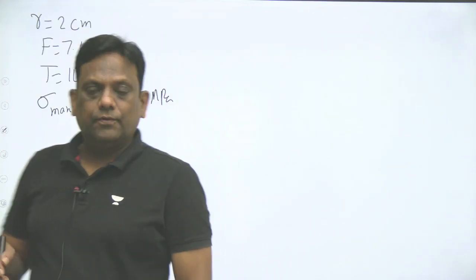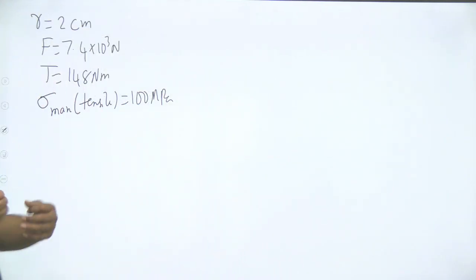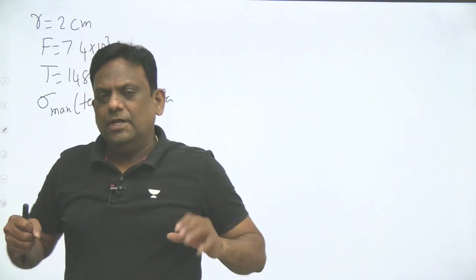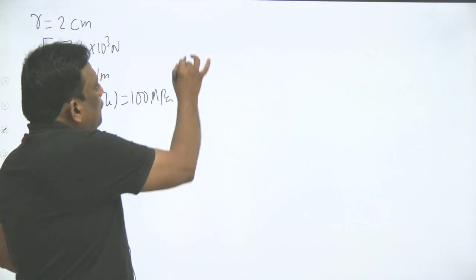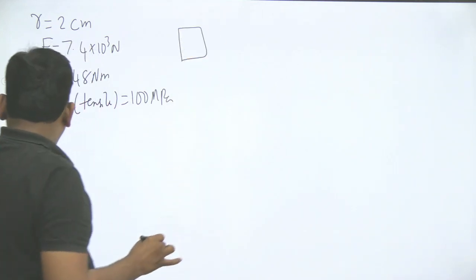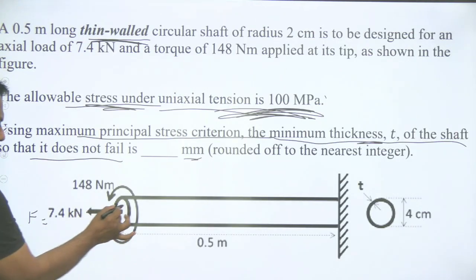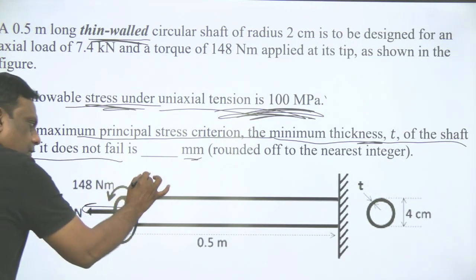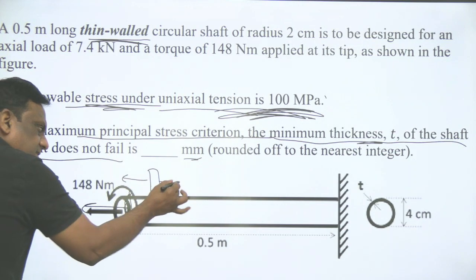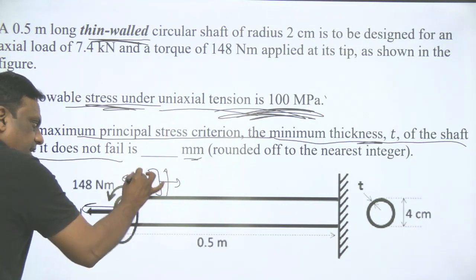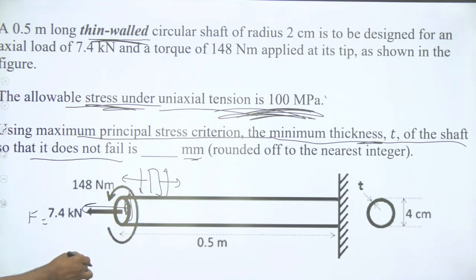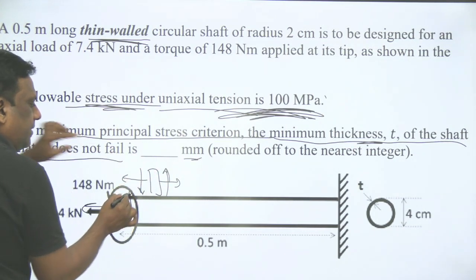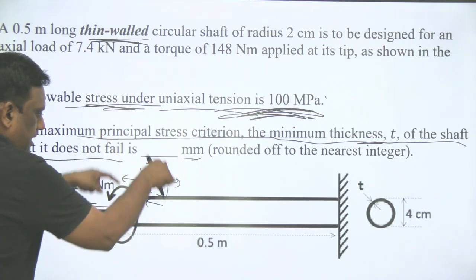Let me solve this. It is subjected to tensile stress and, due to torque, shear. If you take a small element and look carefully, in the small thickness there is tensile stress and there is shear. Since the shear is anti-clockwise, there will be complementary shear in the clockwise direction.